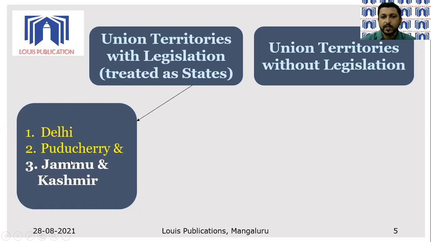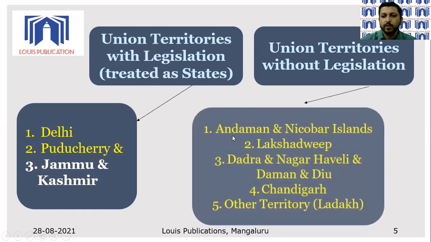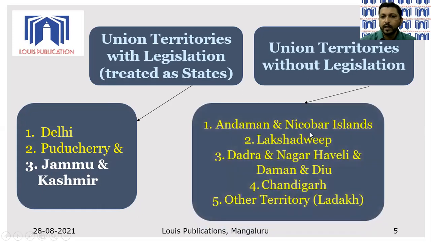So at present, it is taken as union territory with legislation, but under the administration of the central government. Then union territories without legislation, we have 5 right now. We have Andaman and Nicobar Islands. We have the Lakshadweep Islands. Now, Dadra and Nagar Haveli and Daman and Diu have been combined recently. So this is the 3rd union territory without legislation that we can take. 4th is Chandigarh. And 5th category is other territory.